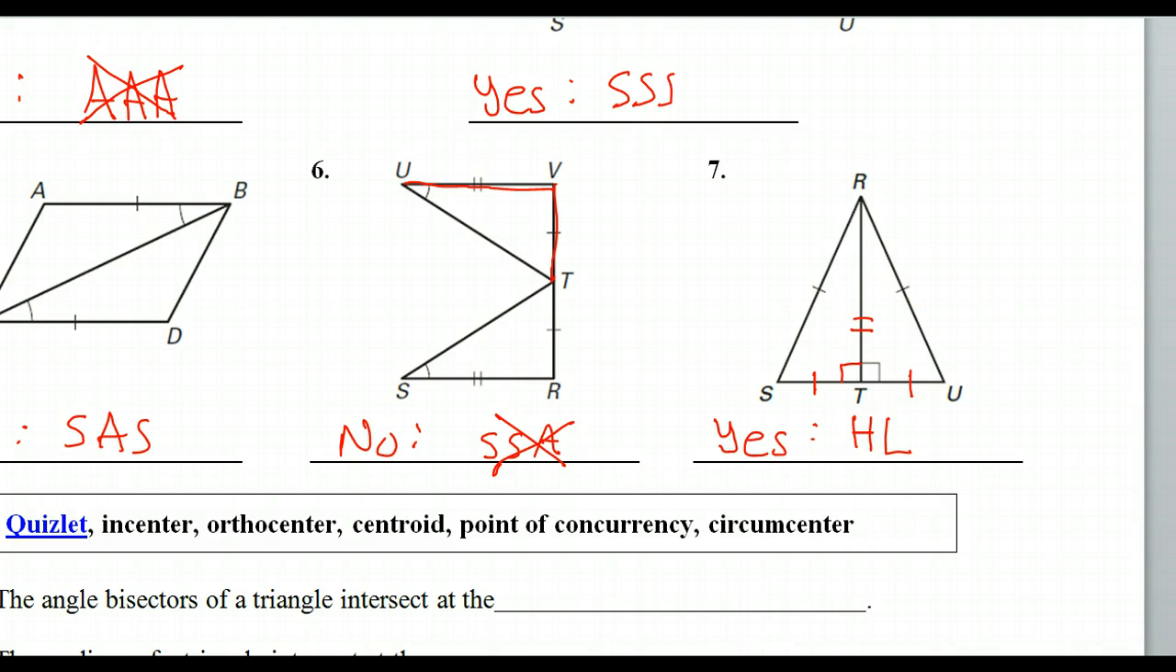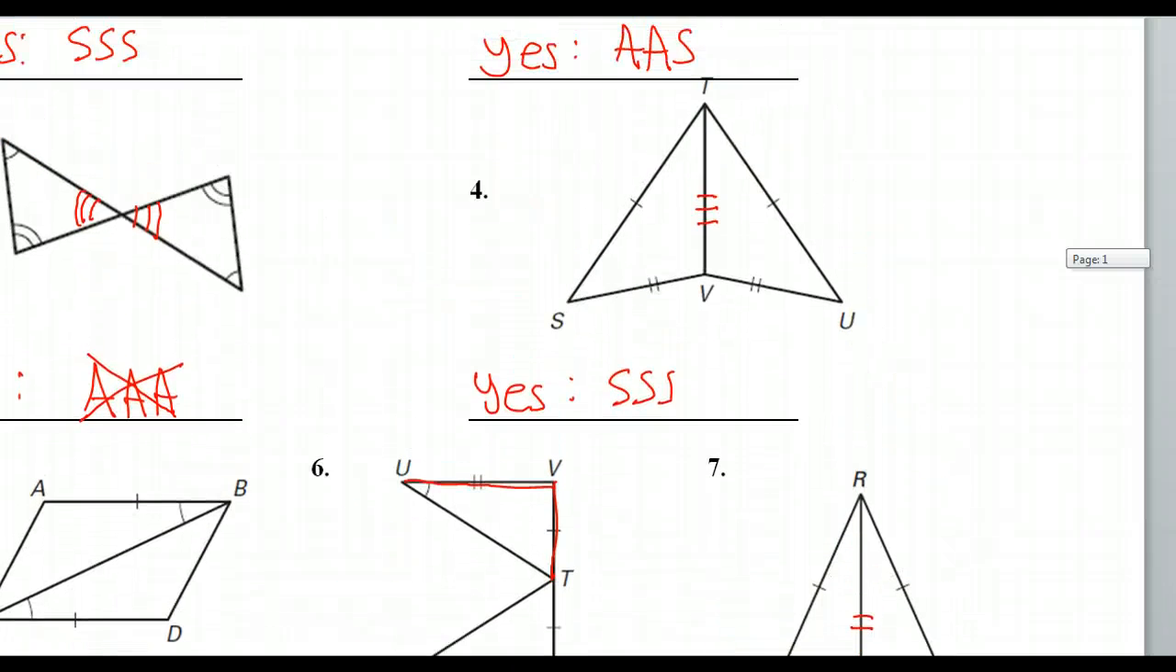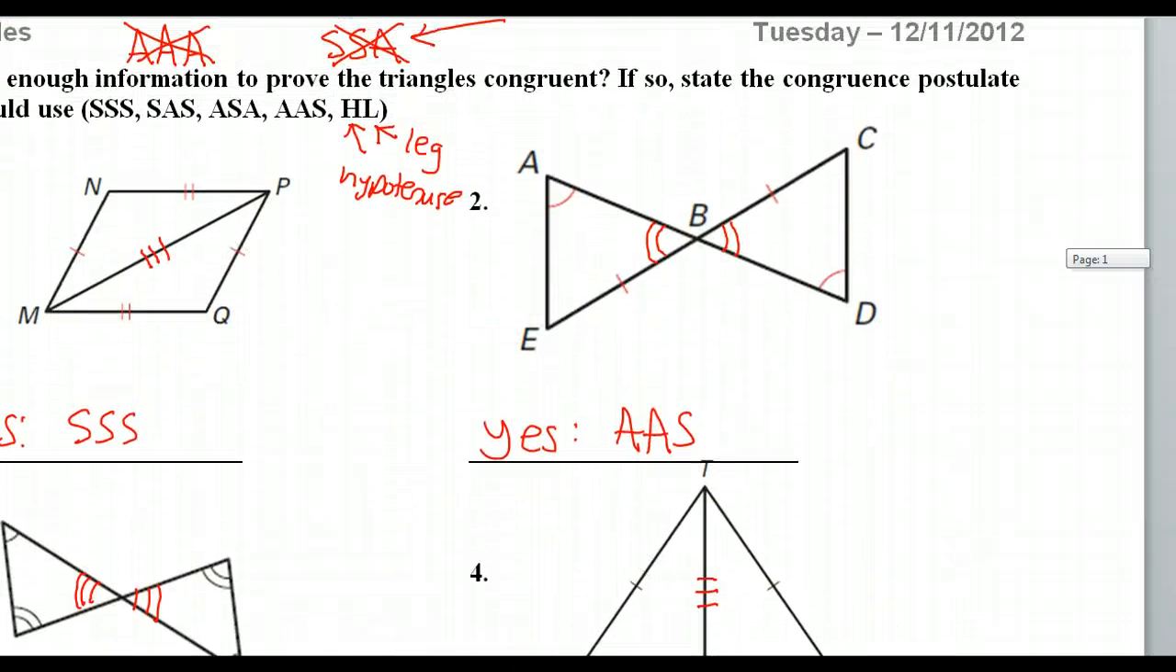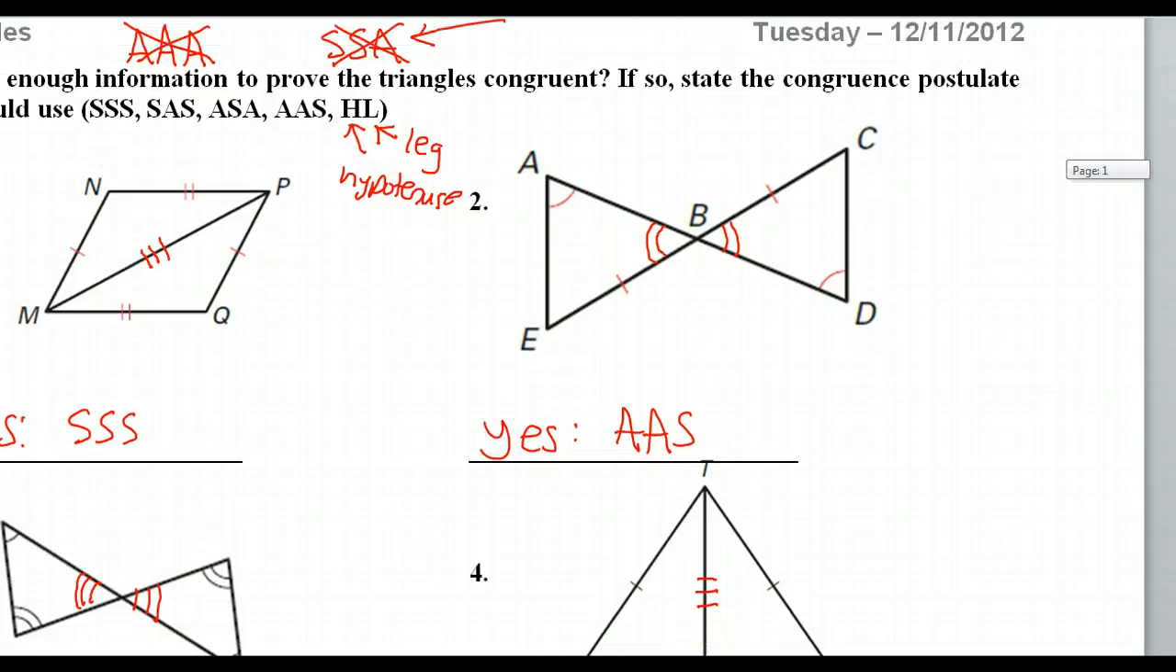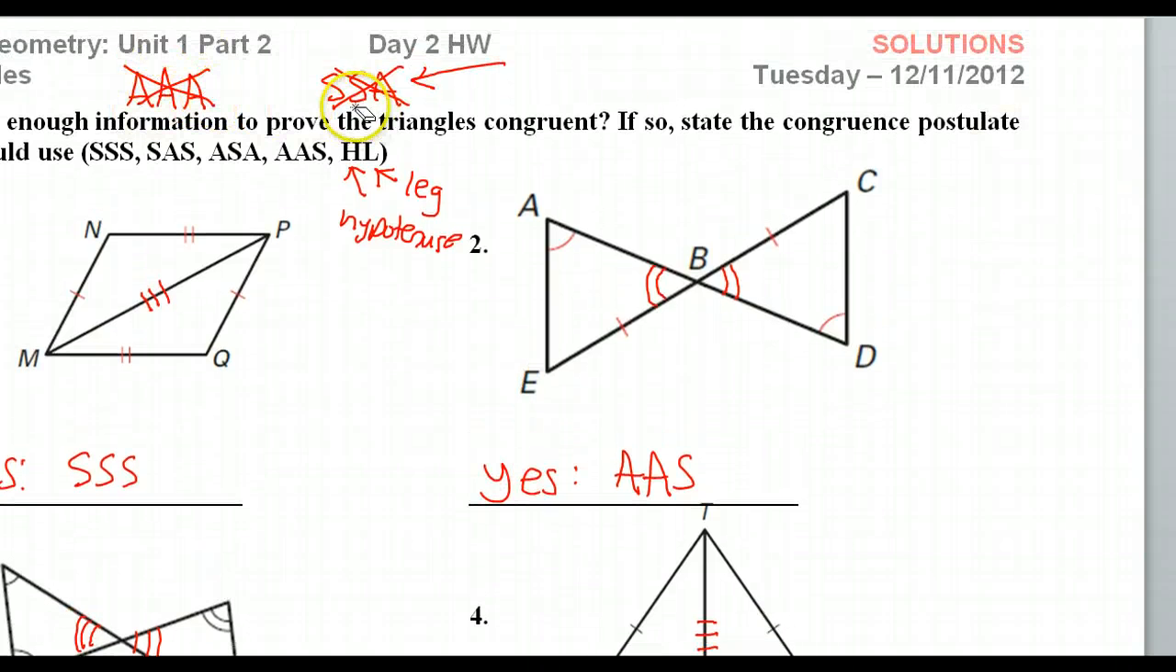So that was a quick review on how to prove that triangles are congruent using these postulates: side-side-side, side-angle-side, angle-side-angle, angle-angle-side, and hypotenuse leg. Be aware that angle-angle-angle and side-side-angle do not work.